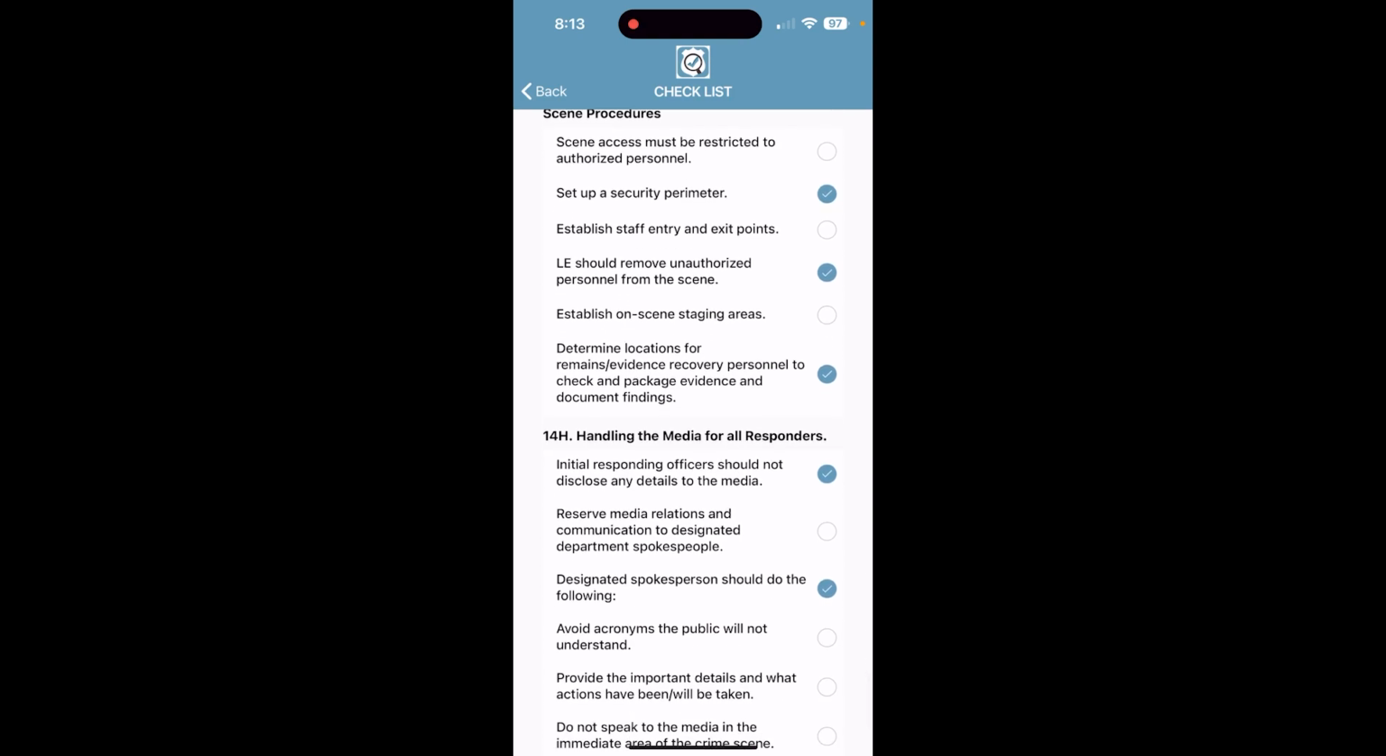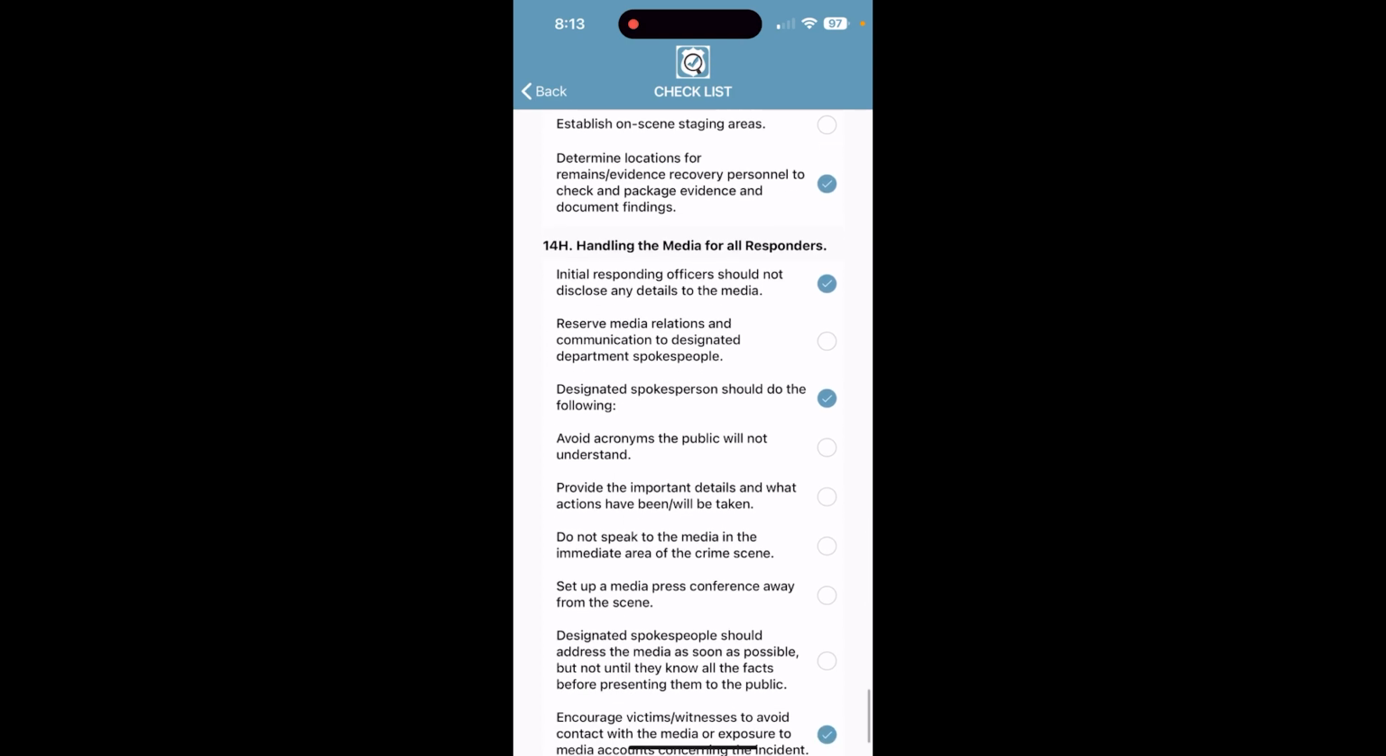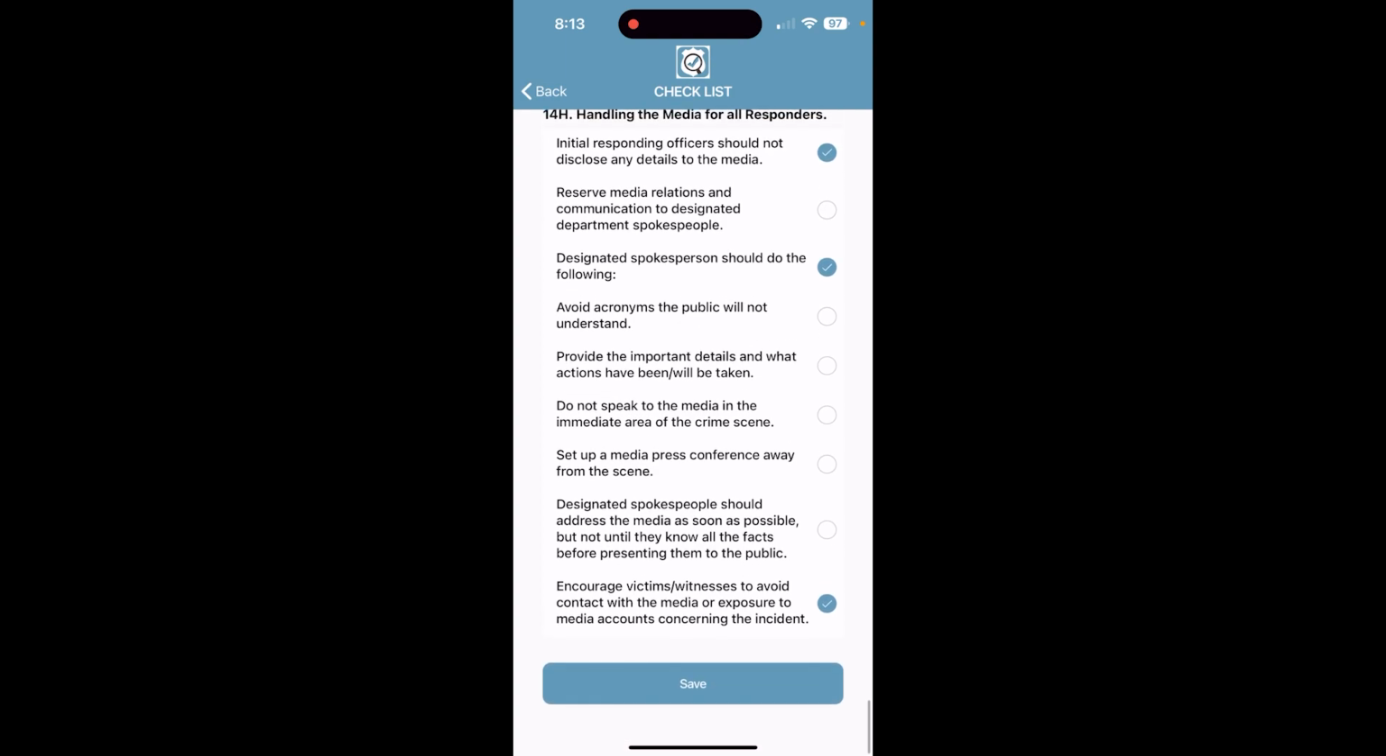The last one, 14H, handling the media for all responses. Really important. Initial responding officers should not disclose any details to the media. Designating a spokesperson should do the following. And there's a number of things. And if they are the PIO, police information officer, then they know exactly how to deal with the media and to protect information.